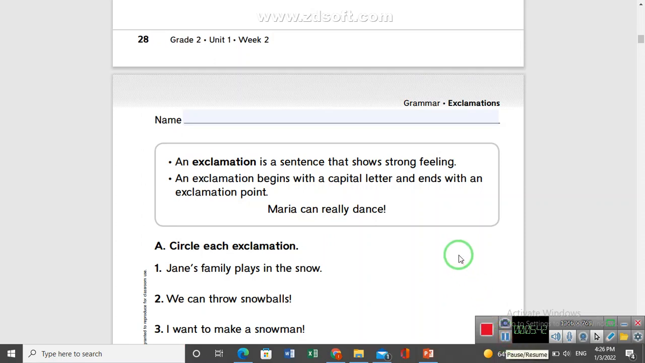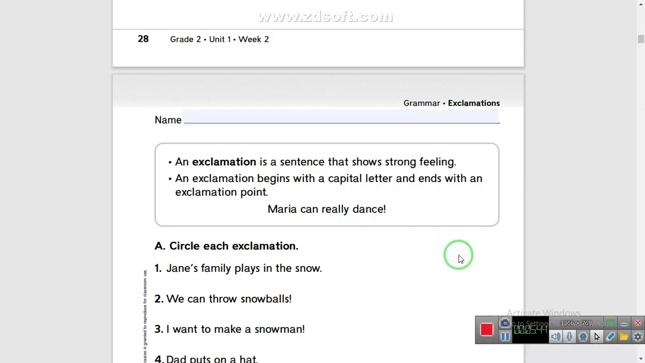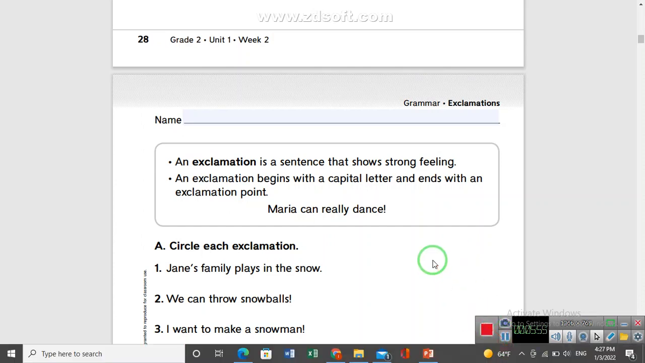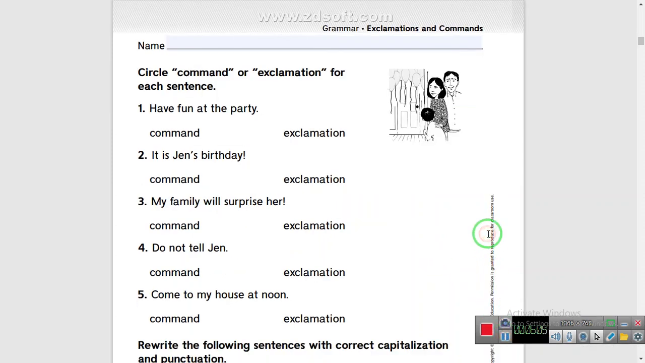So when you are showing your feelings, or that you're happy or excited about something, then mainly it will be an exclamation. Now let's do an exercise to refresh our memory, mainly about the exclamations and the commands. So, open your practice books to page 32. Write your name above.